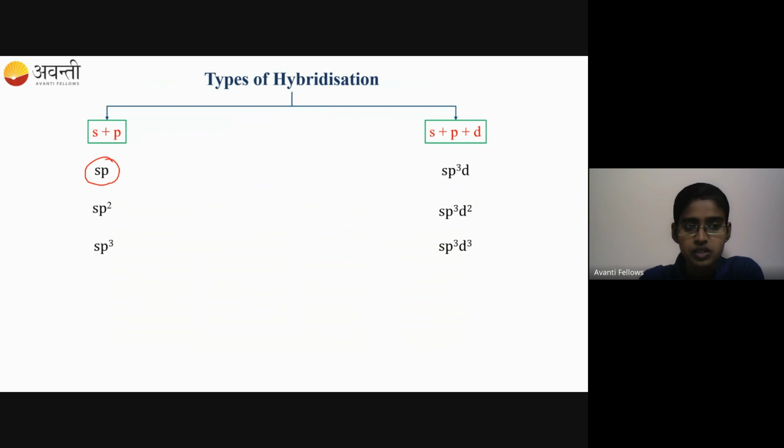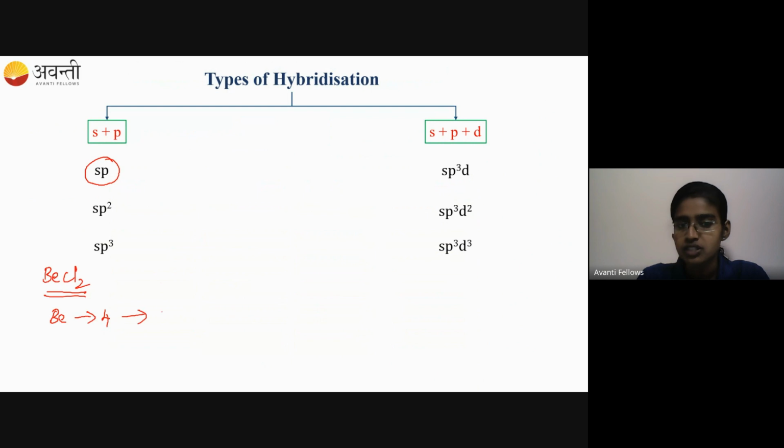So let us take this sp. What example can I take? Beryllium chloride is taken as an example. Now, who is the central atom, beryllium or chlorine? Yes, good. Beryllium is the central atom. What is the atomic number of beryllium? Very good. It is 4.